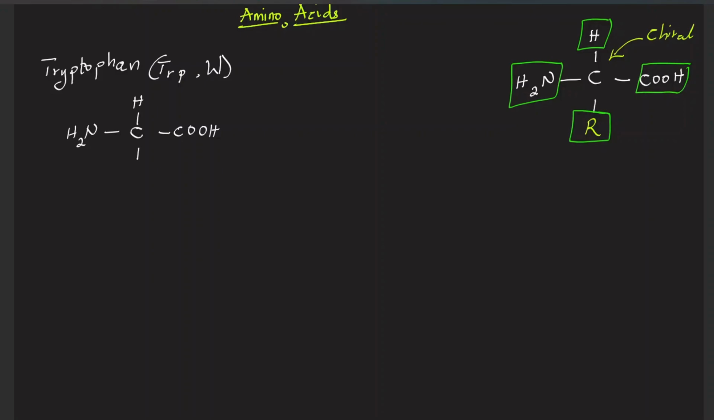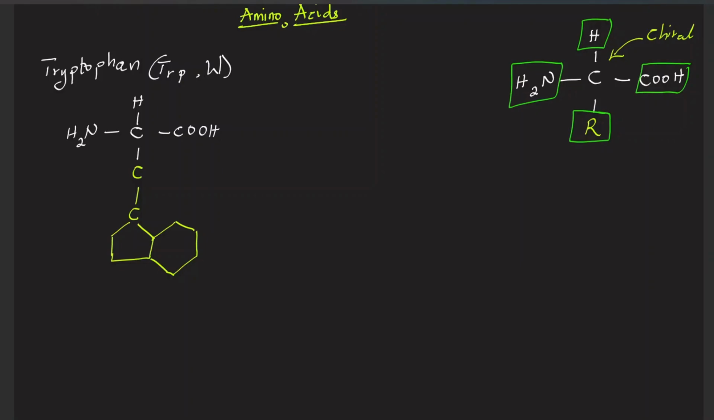Okay. For the R group for tryptophan, we have a carbon attached to another carbon, and this second carbon is in a 5-membered ring, like this. And that in itself is attached to a 6-membered ring. Like this. Now we need to make a little modifications to it.